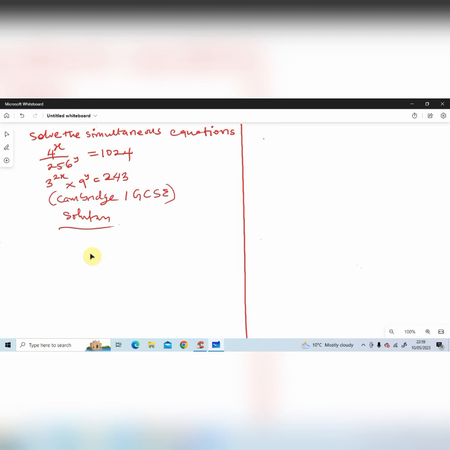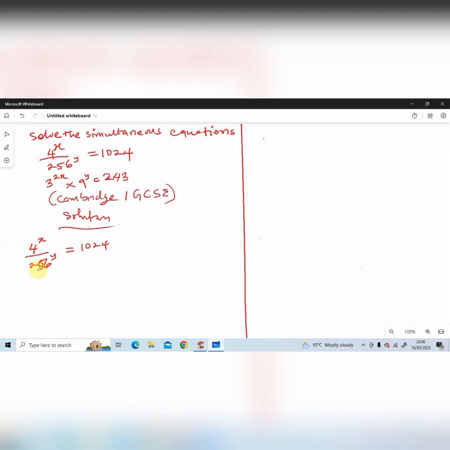So what I'm going to do is to look at the equations separately in order to get the linear equations before solving simultaneously. So I'm going to look at the first one, which is 4 exponent x divided by 256 exponent y is equal to 1024.